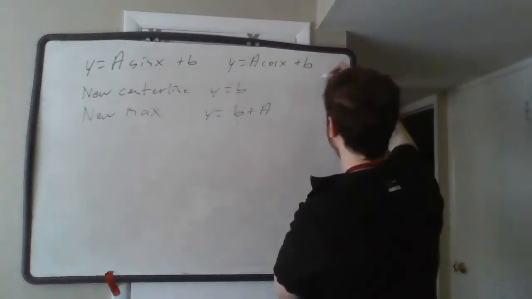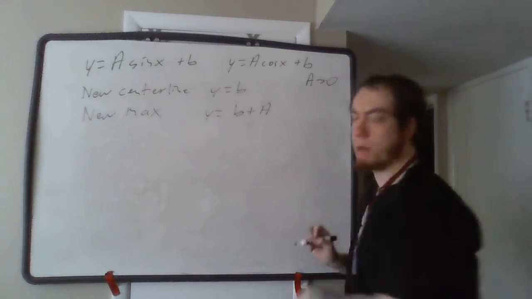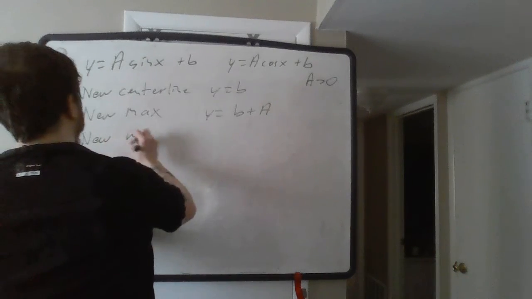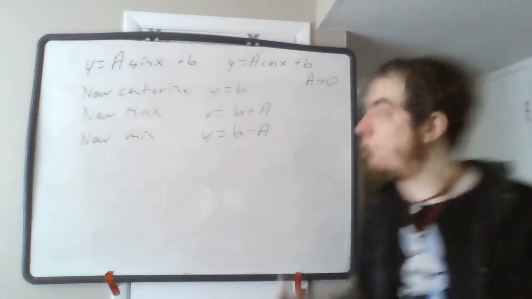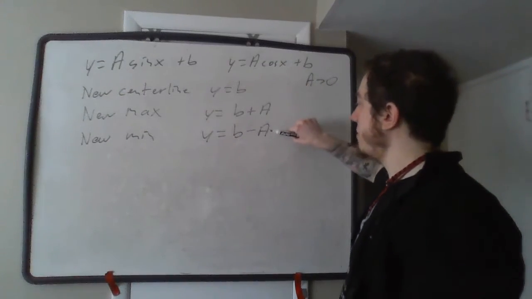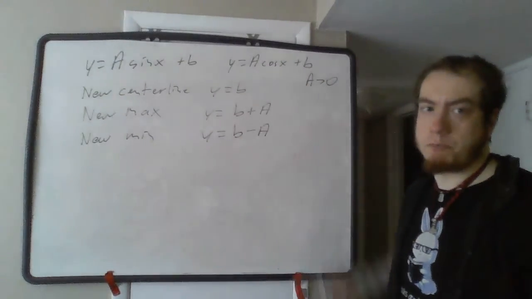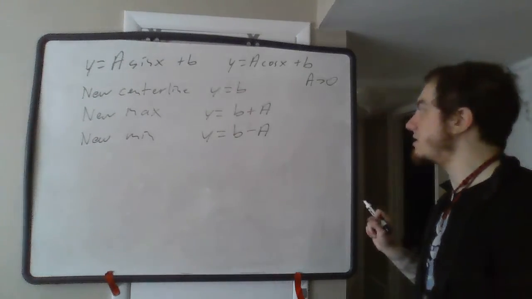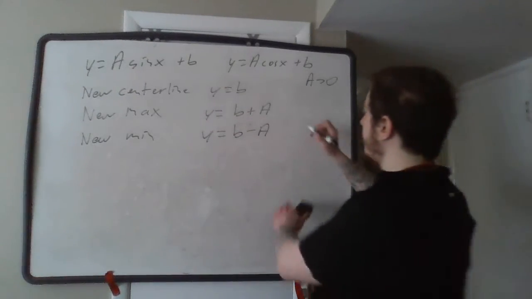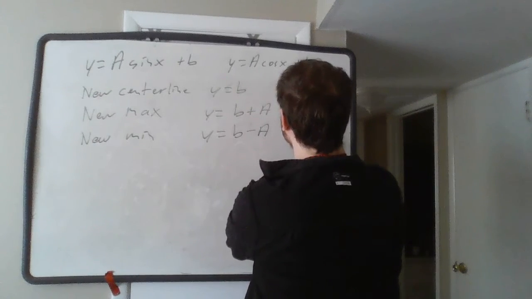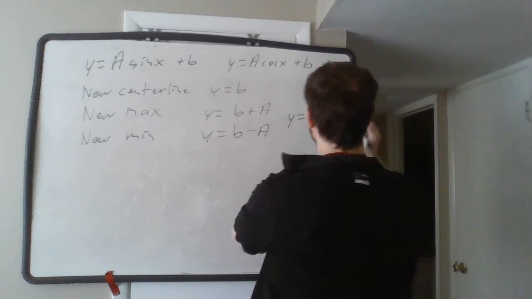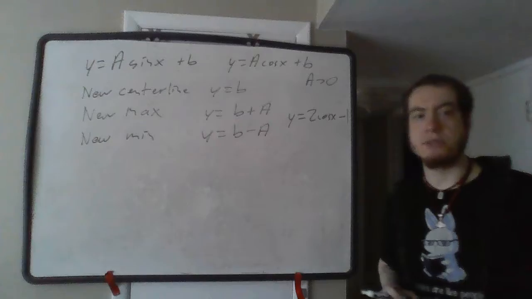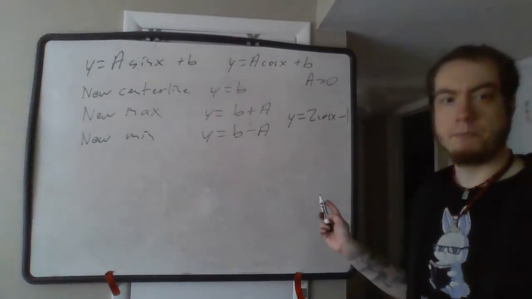And we're going to assume here that a is bigger than 0. We want the amplitude to be a positive number. And the new minimums are going to be at y equals b minus a. So we have the center line, we have the maximum, and we have the minimums, and otherwise this picture is going to be exactly the same as it ever was. So I want you guys to take a minute and see if you can use this to figure out how would you graph y equals 2 cosine x minus 1. And then in a moment here, we'll work it out together.